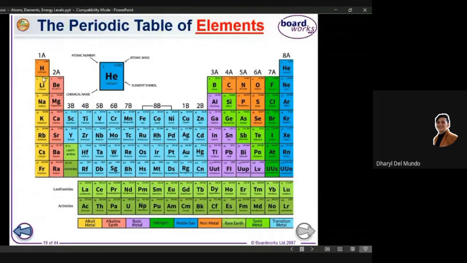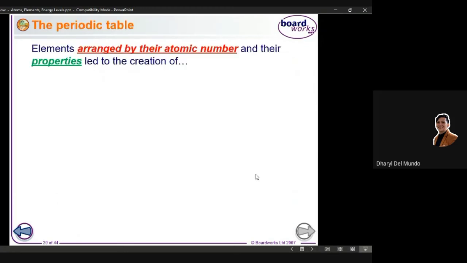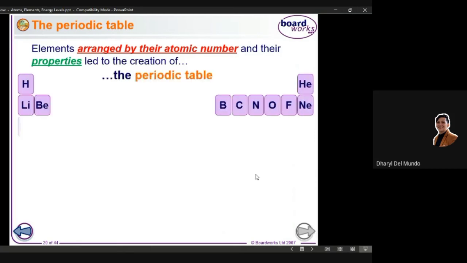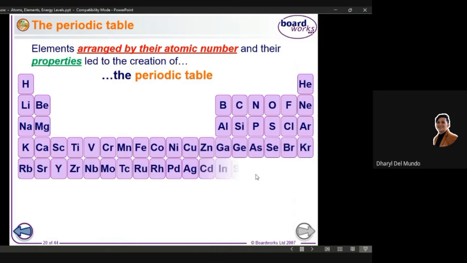Alright, remember that helium is part of the 2A when we talk about energy levels. Alright, so when we are talking about energy levels, let's just put helium over here into 2A. Is that clear? Since it's full, we put it over here because it has 2 valence electrons. Okay? And of course, elements are arranged by their atomic number and their properties that led to the creation of this periodic table that we know nowadays. So this is the modern periodic table.